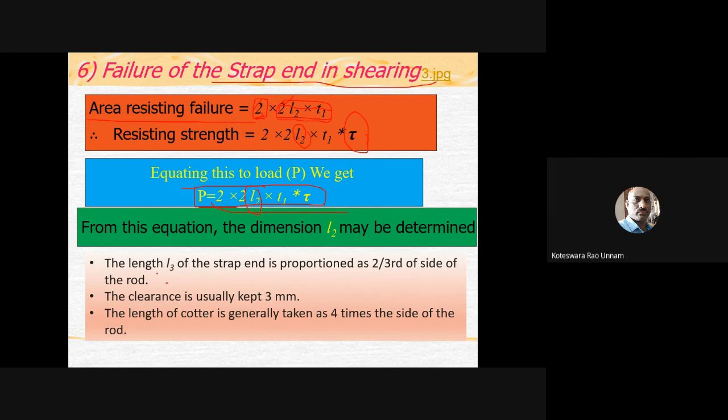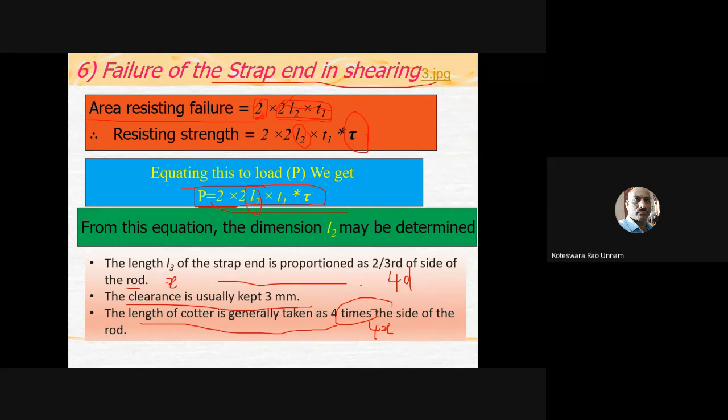So that length L3 of the strap end is proportional to 2/3 of the side of the rod. The side of the rod we are taking as X. The clearance is usually kept at 3 mm. The length of the cotter is generally taken as 4 times the side of the rod. Just like in the previous cases, where we took 4D, the length of the cotter we took as 4D. Now, instead of D, we have X here, so we have to take it as 4X. So this is how you can design a cotter joint with jib and cotter.